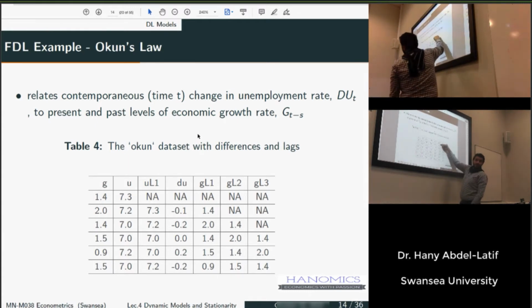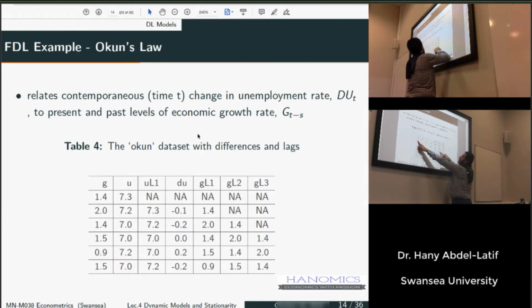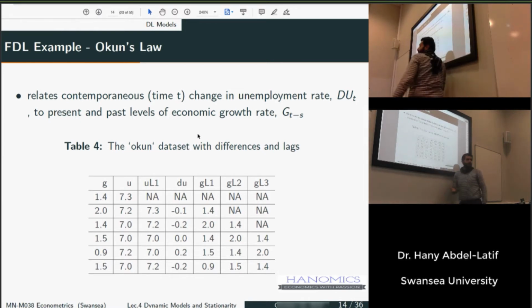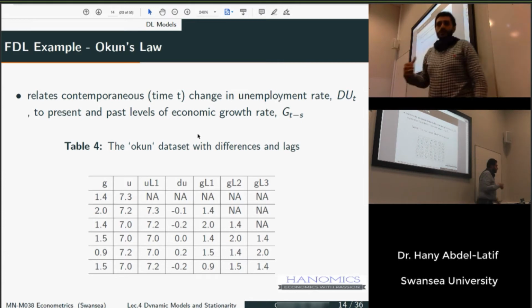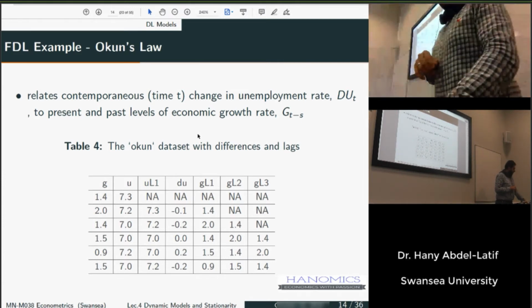So lag 2 means you lose the first 2 observations, and then this is 1.4, this is 2, 1.4, 1.5, so that's lag 2. So when I say G_t minus 2, I know what that means. This is just how the data looks.